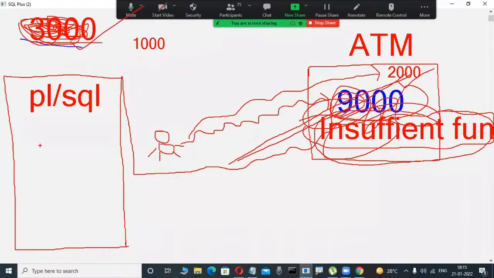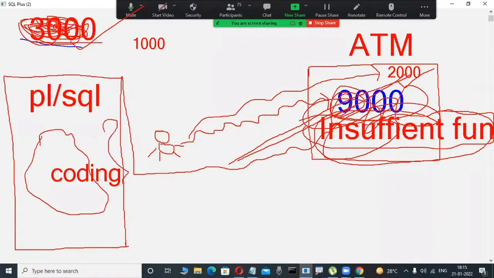Those are all the transactions, and how are they written? Through coding only. They are writing code. That's why for this type of coding, PLSQL developers are required in a project.